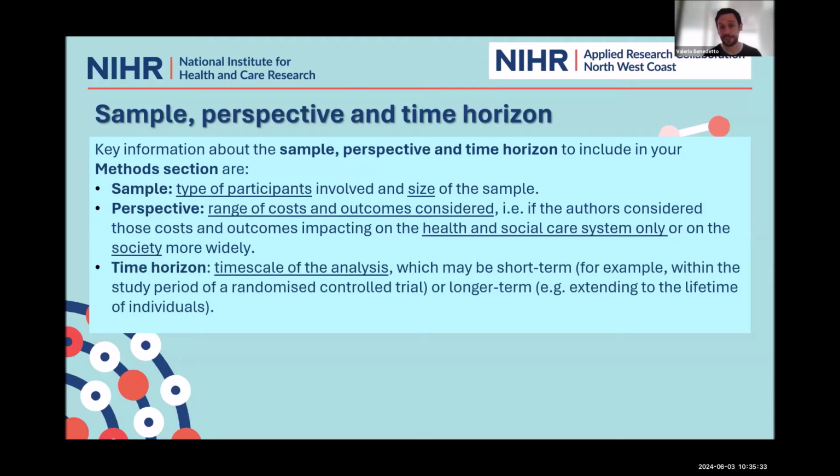Time horizon. Time horizon is really the time scale of the analysis, which might be short-term. So it might be, for example, just within the study period of a randomized controlled trial. So if the economic evaluation is run alongside a randomized controlled trial, there might be a very short-term period of analysis, like 6 months, 1 year, or 2 years, or longer term. And usually it's better to extend the analysis to the long term, like the lifetime of the individual, so multiple years, for example, 10 or 20 years into the life of the individuals.